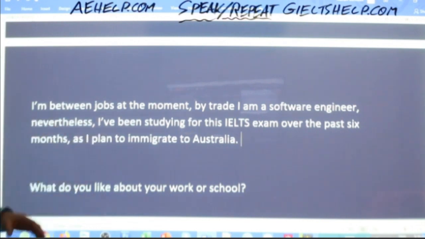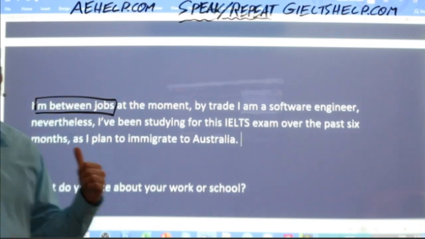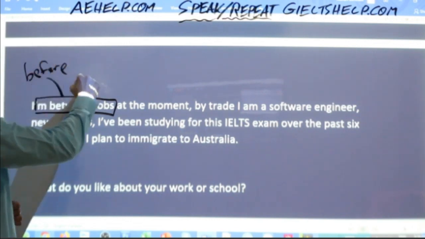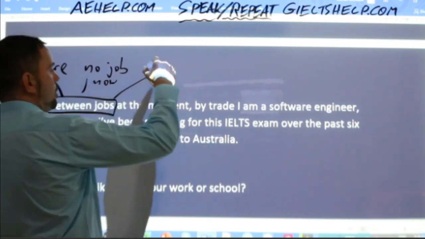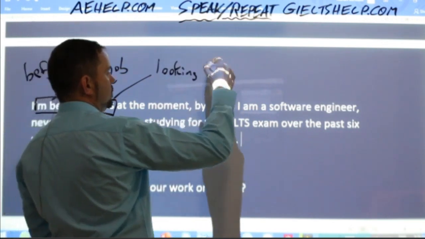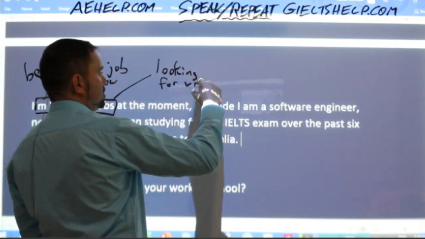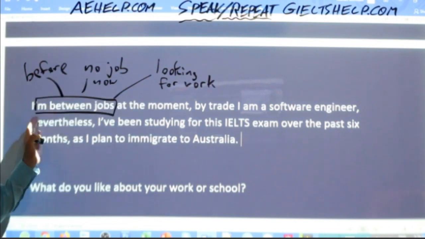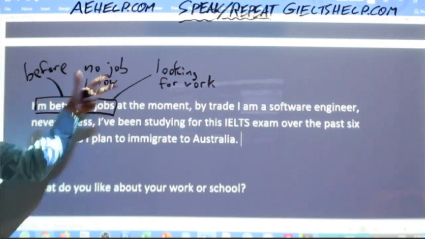Okay. I'm between jobs is definitely an idiomatic expression, meaning I had a job before. So job before, no job right now, but I'm looking for work in the future, or looking for work so that I can get a job in the future. Okay. So this is a really nice expression, which includes all of this information. So when you tell an English speaker that you're between jobs, they understand all of this. You had one before, not now, and you're looking for work.